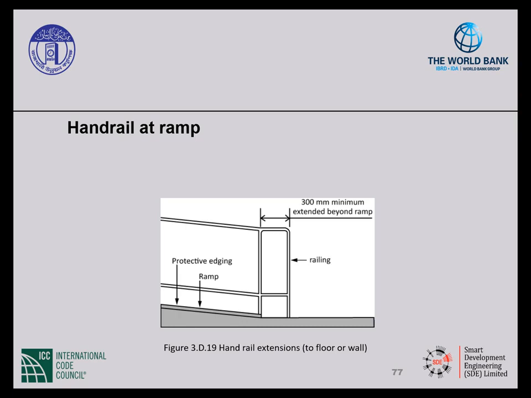So I mentioned that handrails are required on each side of the ramp. The height above the ramp to the top of the handrail should be 850 to 950 millimeters. You need to provide extension beyond the ramp surface, a minimum 300 millimeters horizontal. And the handrail extension shall return to the floor or to an adjacent wall.